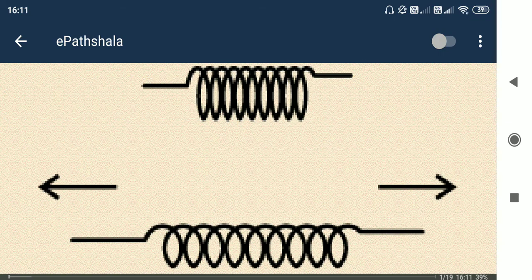Here you can see the spring is stretched by applying forces, not in one direction only, but in two directions. The same amount of force we can apply, but the direction is opposite, one to the right and another to the left. So the spring got stretched just because of the force applied.